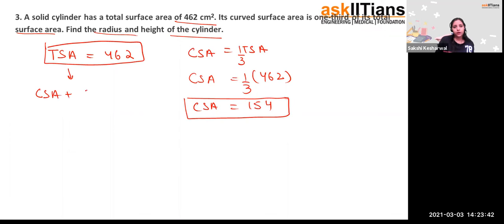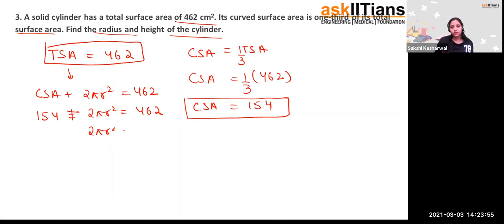Now, TSA is equals to what, beta? CSA plus 2 pi r square, right or not? Which is equals to what? 462. So can I write this as 154 plus 2 pi r square, which is equals to 462? So 2 pi r square is equals to 462 minus 154. 12 minus 4 is what? 8. And 5 minus 5 is 0. And this is like 3, right? So this is equals to 308. If you're going to divide this by 2, pi r square is equals to what, beta?